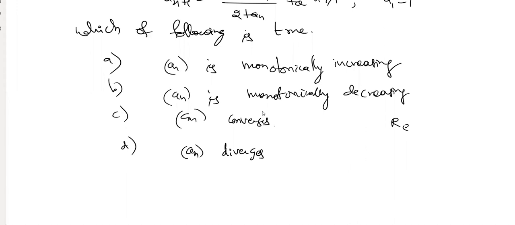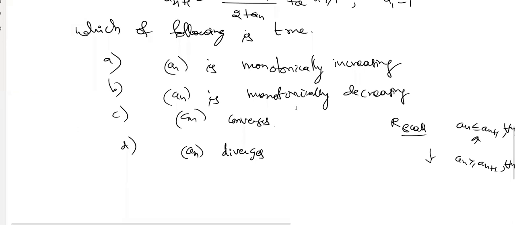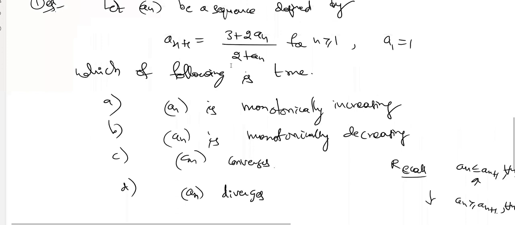You know the monotone increasing sequence: a_n is always less than or equal to a_{n+1}. This is true for every n. This is monotone increasing, right? What is monotone decreasing? a_n is always bigger than or equal to a_{n+1}, true for every n, right? So if neither happens, what does it mean? It may be oscillating finitely or oscillating infinitely. So use that idea and use the monotone convergence theorem.